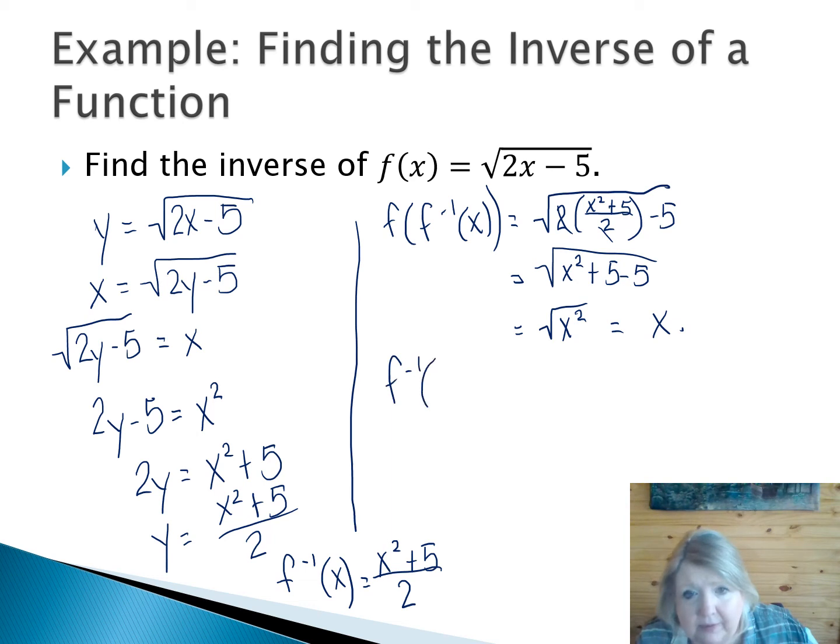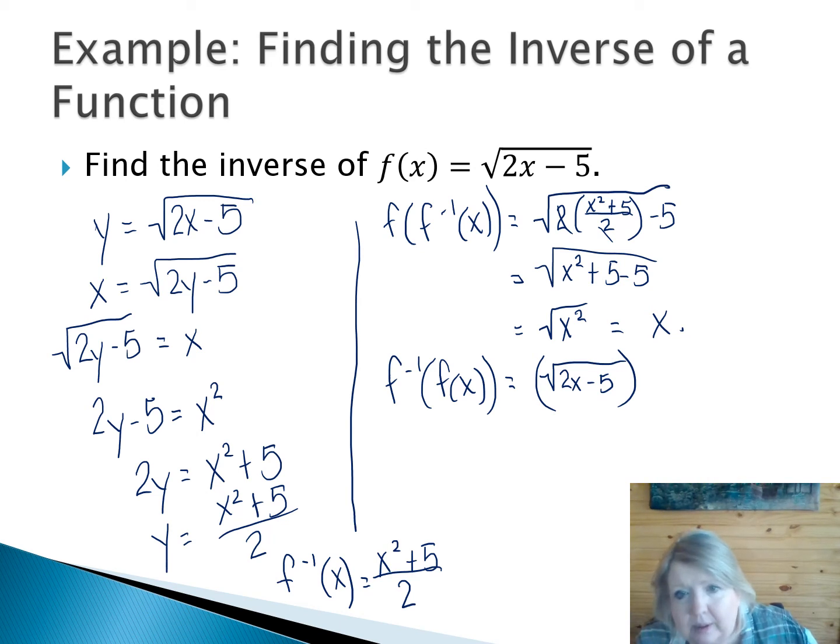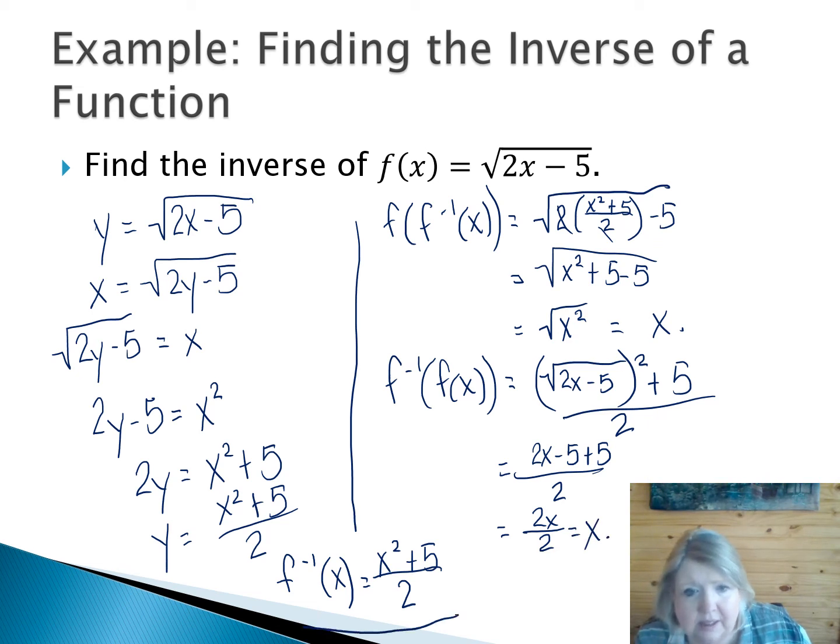So now I'm going to do f inverse of f, which means I'm going to say the square root of 2x minus 5, and that was supposed to be squared, plus 5 over 2. The square and the square root kind of cancel each other out. Negative 5, positive 5, that's a 0. Leaves me 2x over 2, which is x. So it does check. This is my inverse.